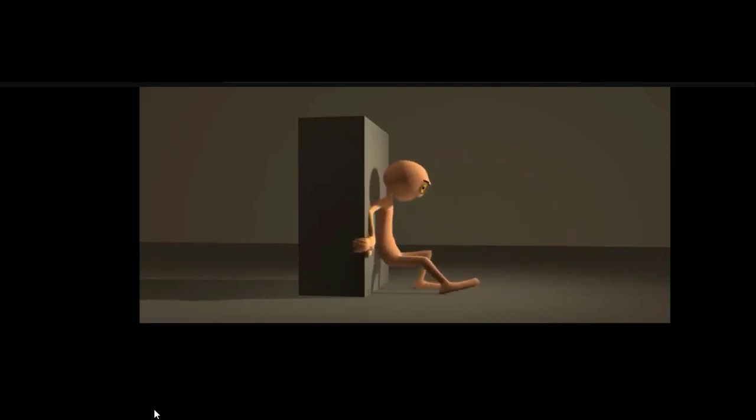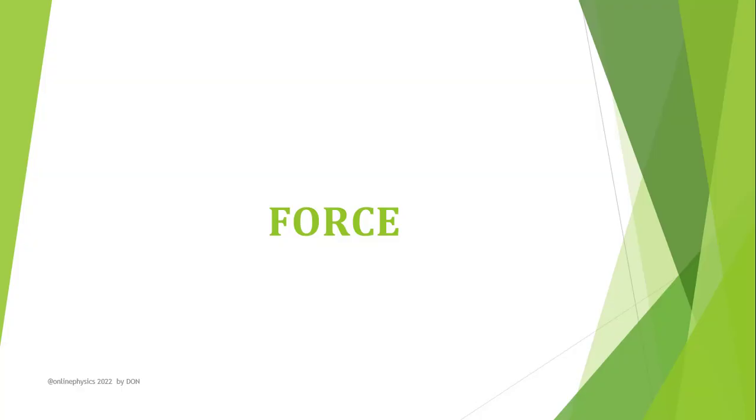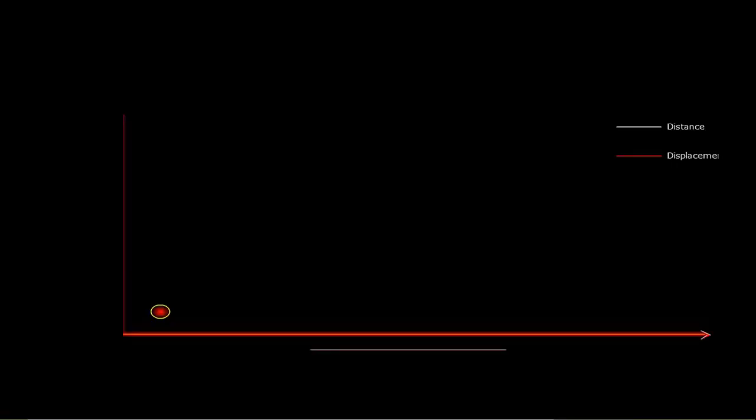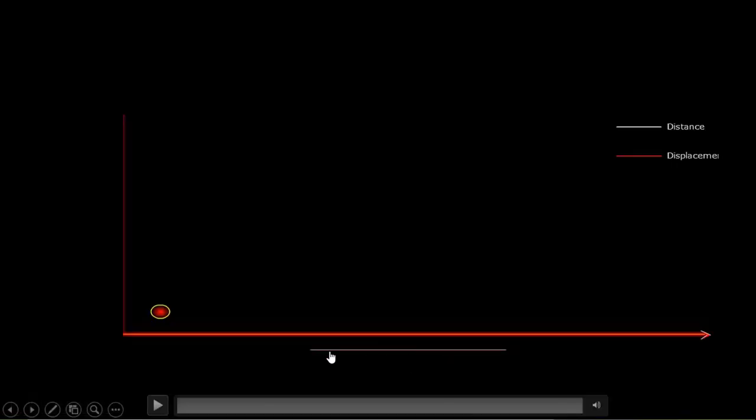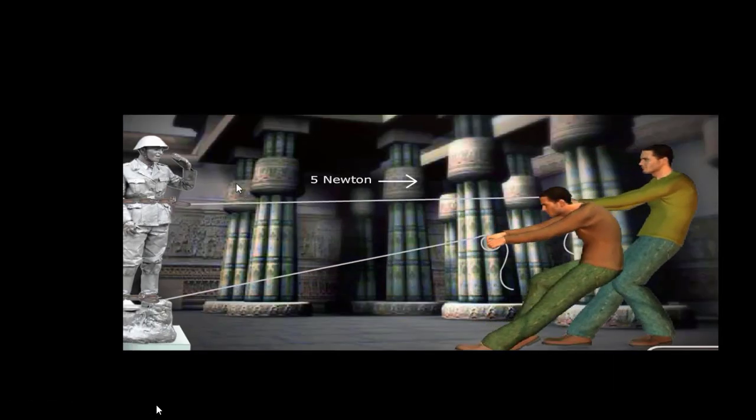This gentleman here wants to move this block, but he can either push it. You can see the attempts at pushing. He's also trying to pull it. At the end of the day, we'll be able to see what that is. Then we have another gentleman here trying to pull to move. You can see when they are pulling, they are moving the object.